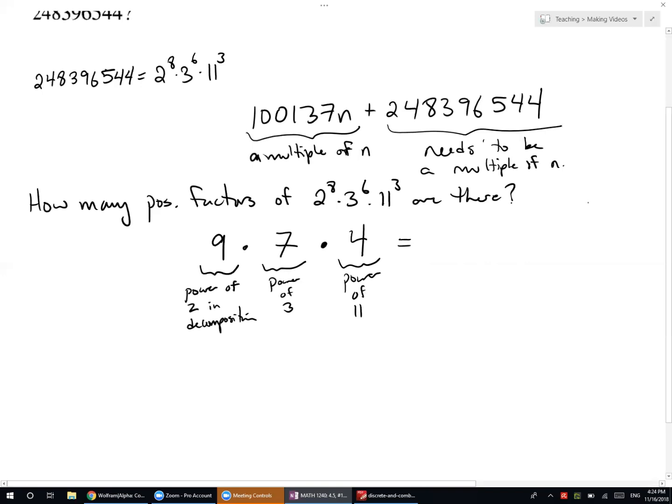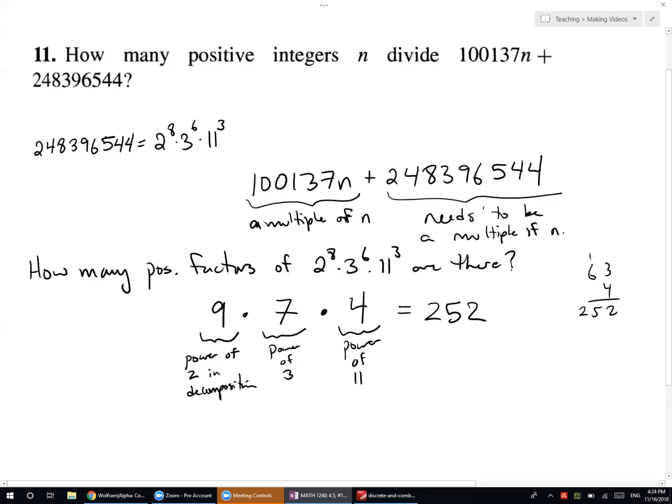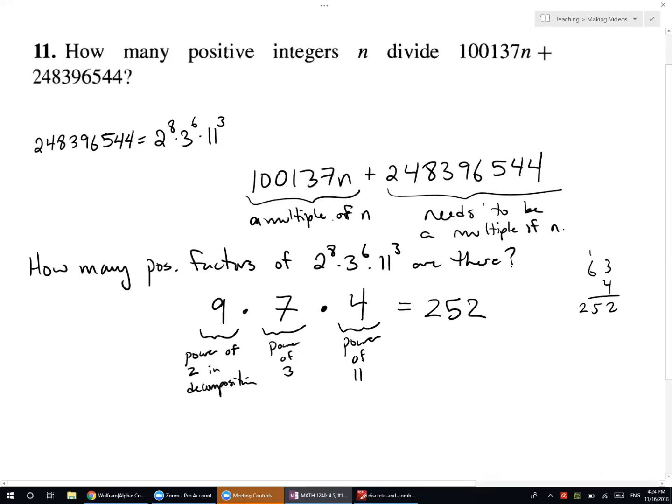9 times 7 is 63. 63 times 4 is 252. Hope I did that right. And so there are 252 positive factors of this number on the right. Every one of them will always be a factor of the left if that's the n value, right? Every one of those 252 n values can be a number for n, and then it will divide the left term and it will divide the right term. Therefore, it will divide the whole thing.